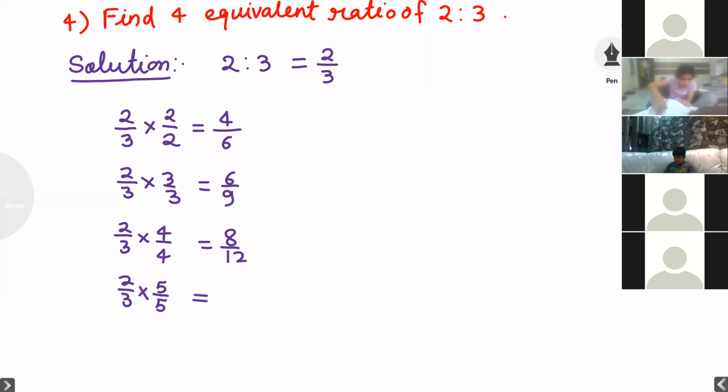Don't ask, sir, why you are multiplying 2, 3, 4, 5. Your wish, students, you can take any number, but the same number will multiply in numerator and denominator. 10 by 15.